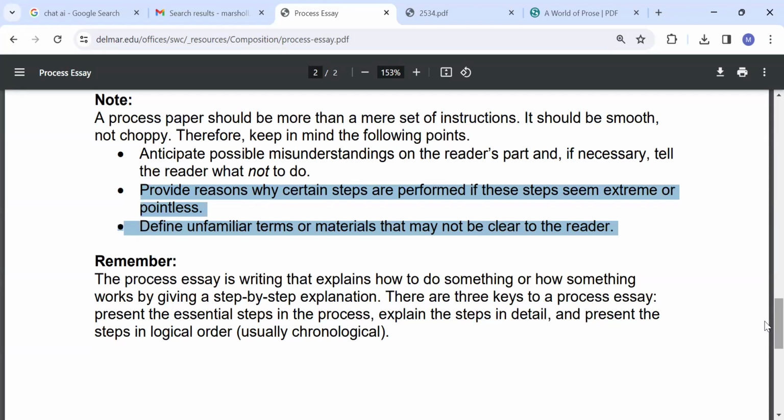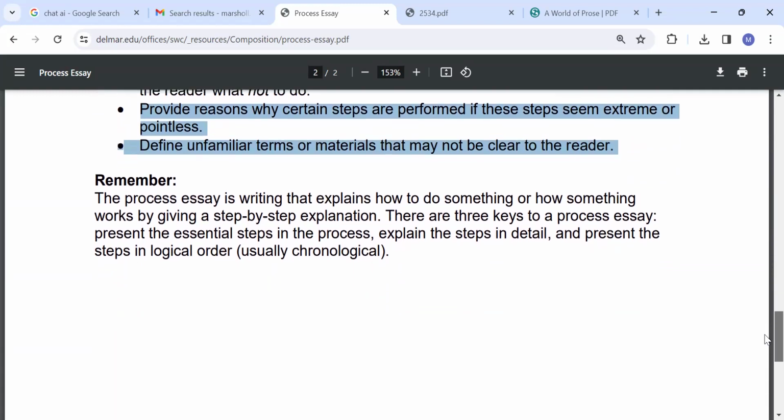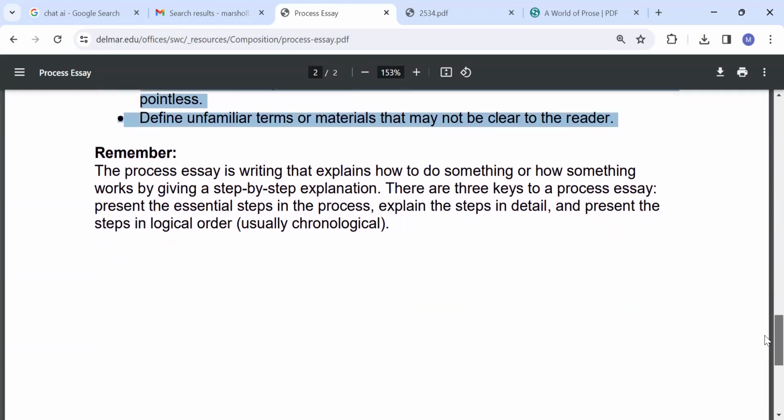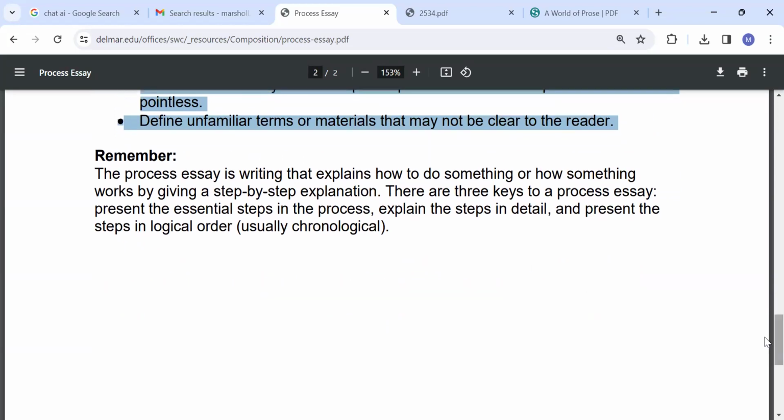So the process essay is writing that explains how to do something or how something works by giving a step-by-step explanation. And as we said, it has a beginning, a middle, and an end: an introduction, a body, and a conclusion. And the process must present the steps, the materials needed, and give extra information that will guide the reader as they go along.